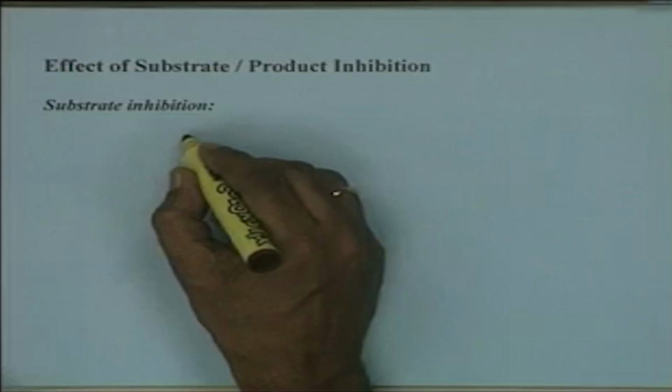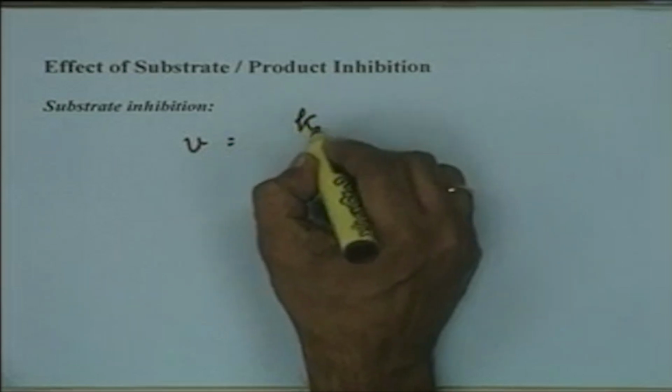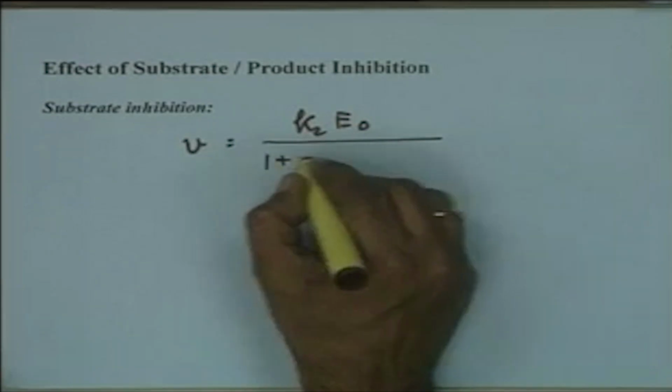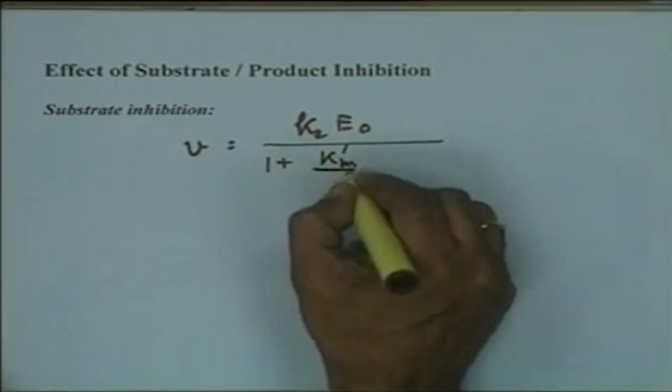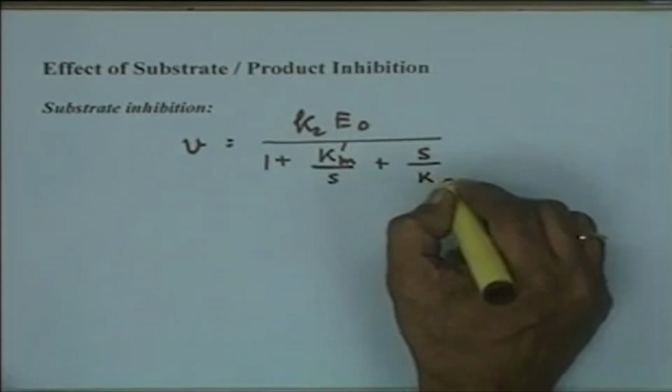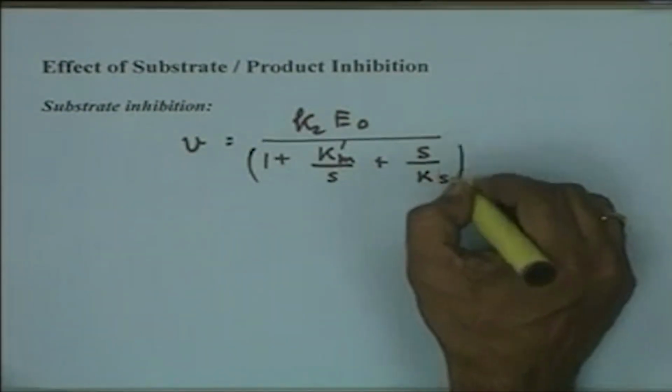And of course, all the other conditions, isothermal operation, partitioning effects, diffusional limitations, are still valid. We are still talking about idealized reactors, we are only changing the kinetic part. That means, let us take a general case of substrate inhibition where the reaction rate is given by K2 E naught upon 1 plus K dash m upon S plus S upon Ks, a general kind of expression.